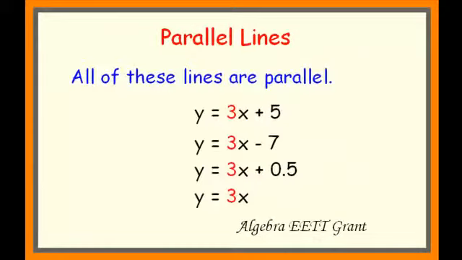They have the same distance apart at any given point, which means their slopes are the same. So some examples of parallel lines would be these four lines. They're all parallel because their y-intercepts are different, so they're their own line, but they all have the same slope. All of them have a slope of 3.